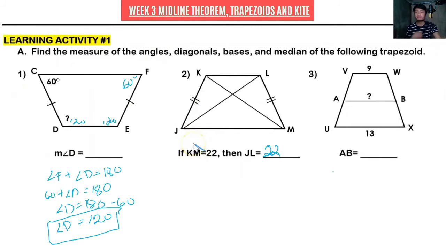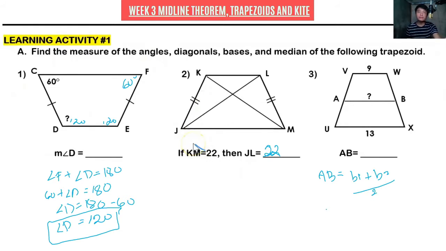Number 3. Tignan natin ang hinahanap. AB. Ano si AB? Si AB ay gitna or nasa median. So, dito, papasok yung formula para sa median. So, AB is equals to B1 plus B2 divided by 2.